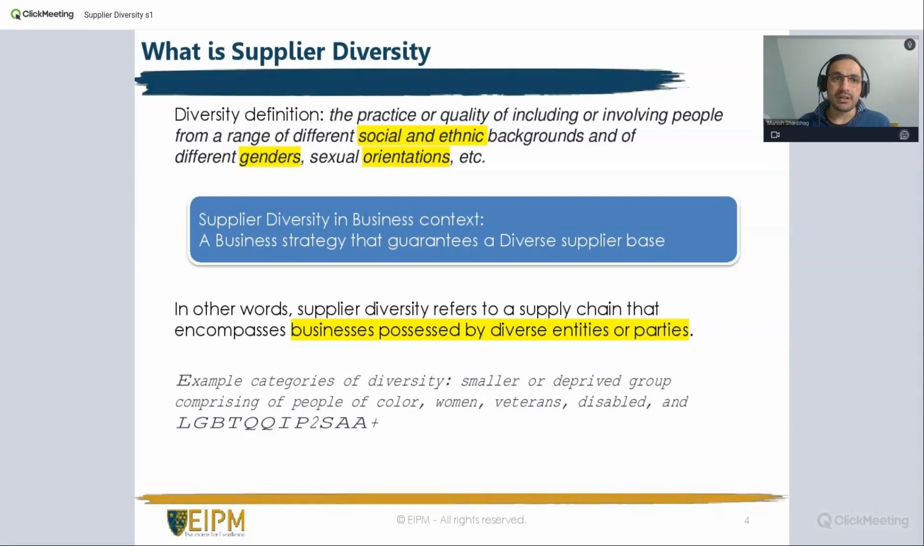In terms of supplier diversity in the business context, typically we define it as a business strategy that guarantees a diverse supplier base. In other words, supplier diversity refers to building a supply chain that encompasses businesses owned by diverse entities. And who are these diverse entities? These are people who are coming from different social and ethnic backgrounds. So there's cultural diversity, then age diversity, then gender diversity, and so on and so forth.